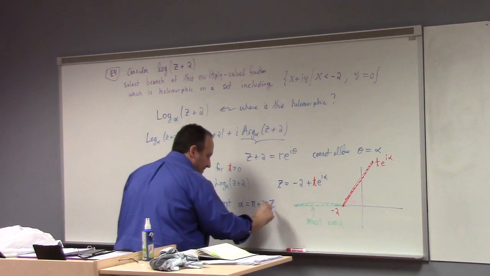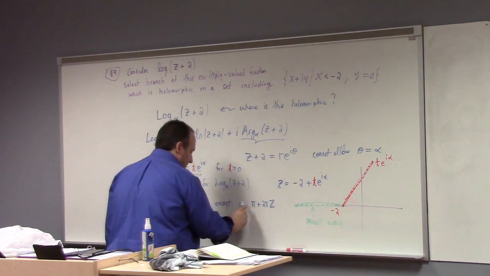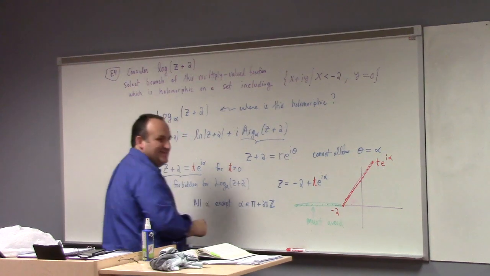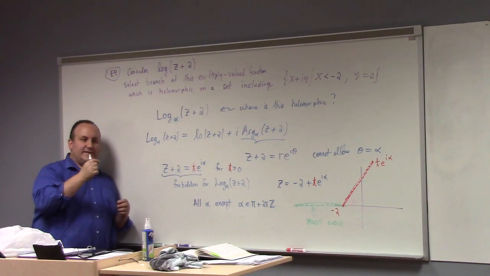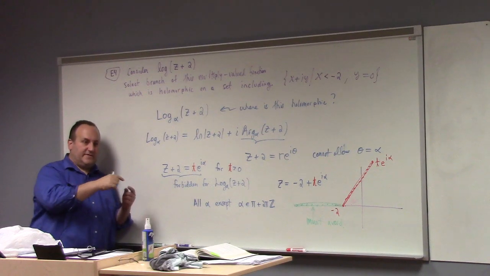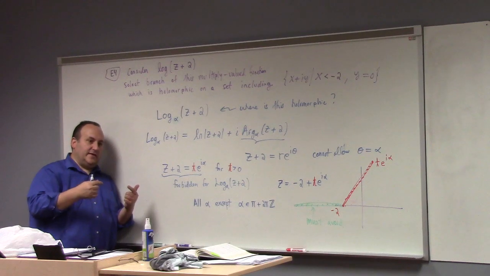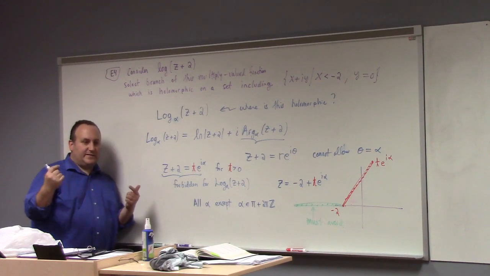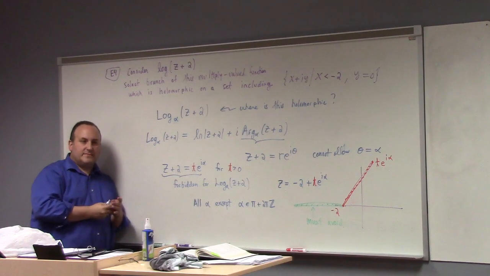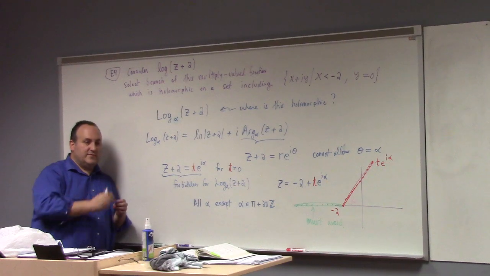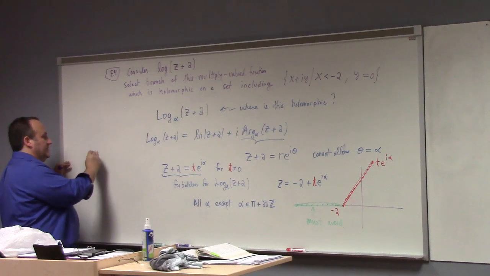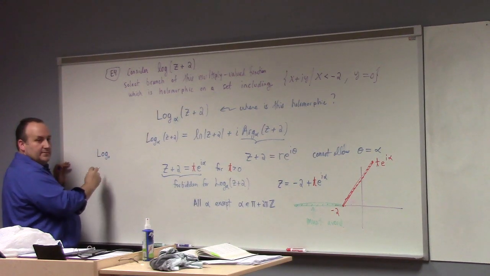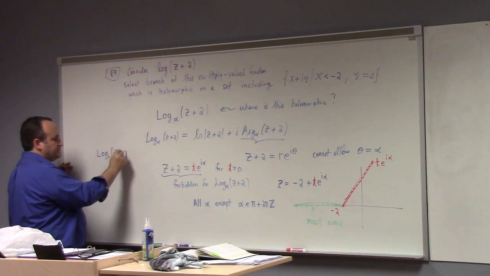I'll write it this way, and I'll say element of, just because it's bothering me. Remember, the principal logarithm is basically alpha equal to pi. It's got the jump at plus or minus pi. So jump at pi, jump at 3 pi, jump at 5 pi. Any odd multiples of pi is the problem. Even is fine.